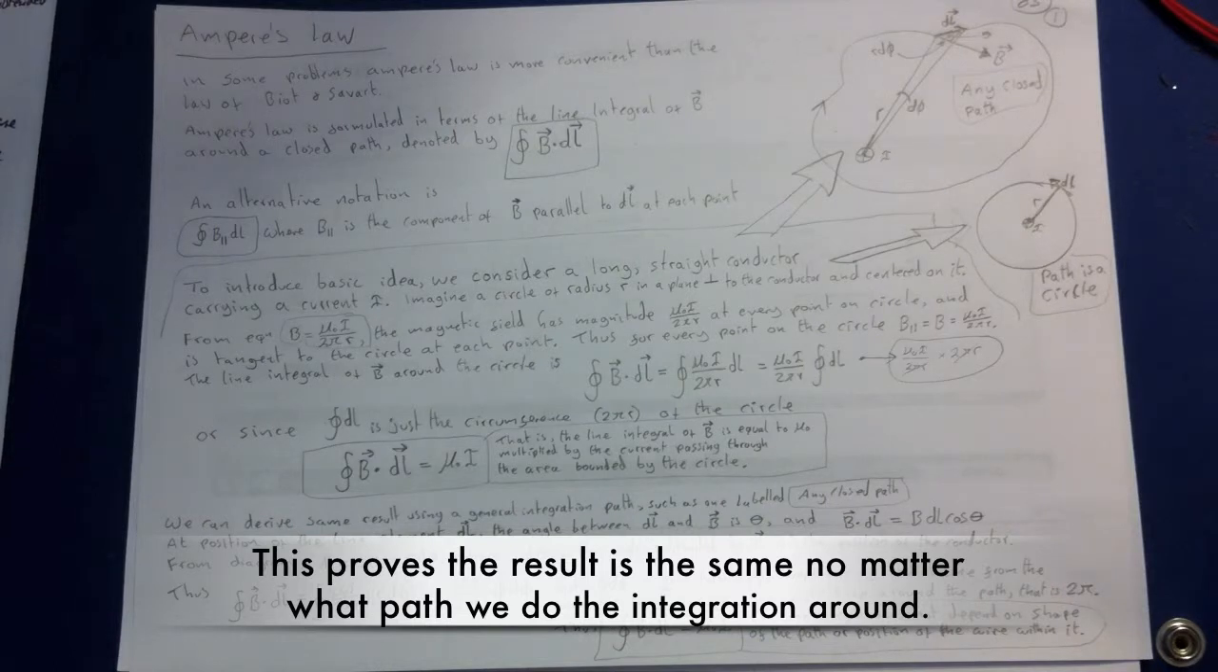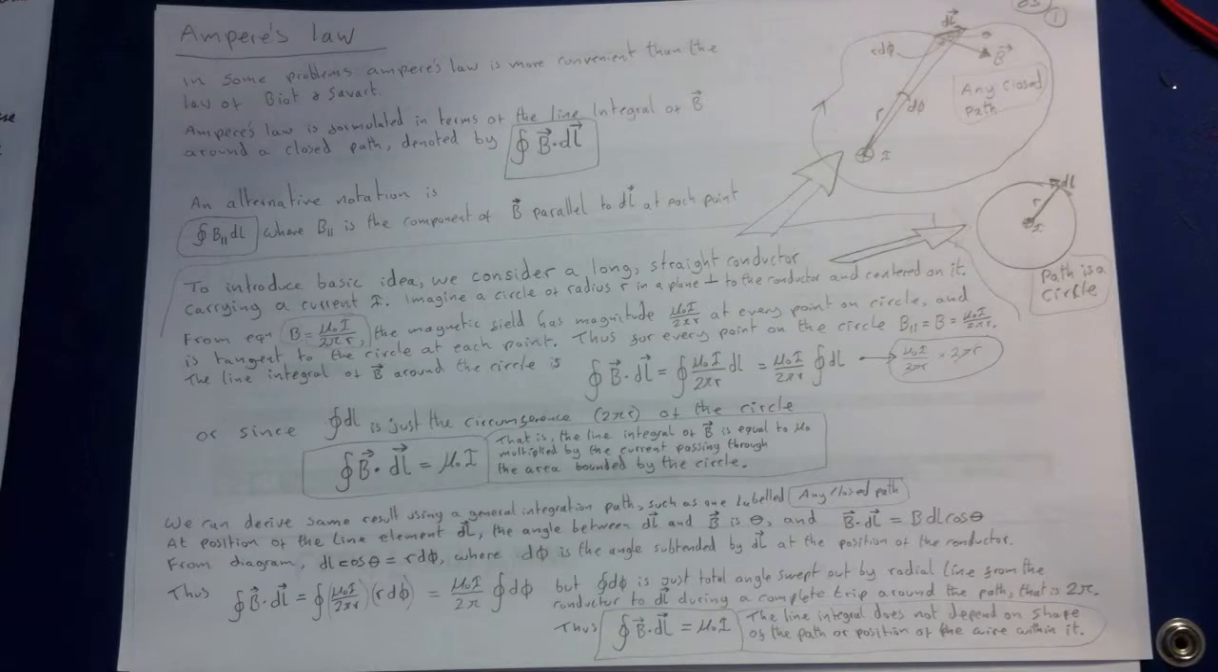Now suppose several long straight conductors pass through the surface bounded by the integration path. The total magnetic field at any point on the path is the vector sum of the fields produced by the individual conductors. Thus the line integral of the total magnetic field B equals mu naught times the algebraic sum of the currents, with currents going into the page considered as positive and those coming out of it considered negative.